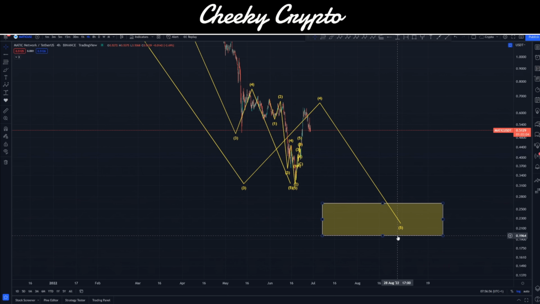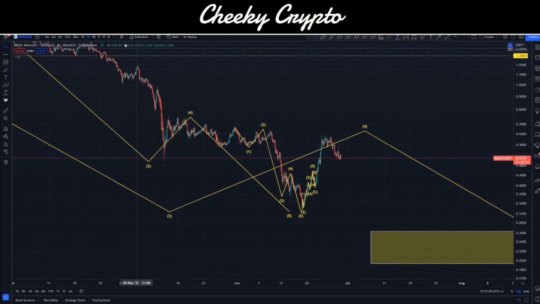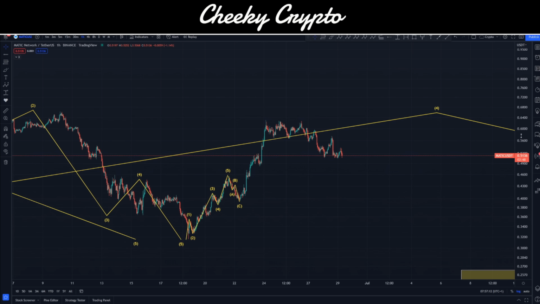So just for reference, we are talking about 19.6 cent on the lower side of this rectangle and 26.4 on the higher side. So that was the expectation a little while back, and then this structure upwards here was changing my thought pattern a little bit. So let's jump back down into our hourly and take a look at that.